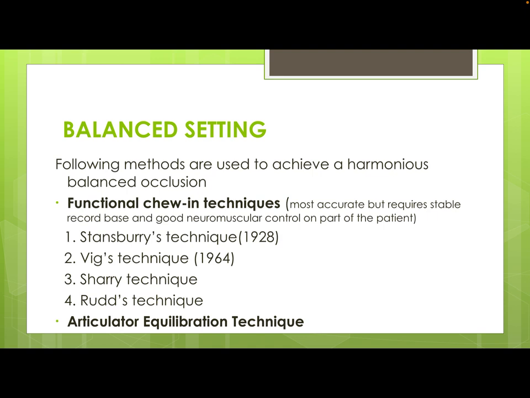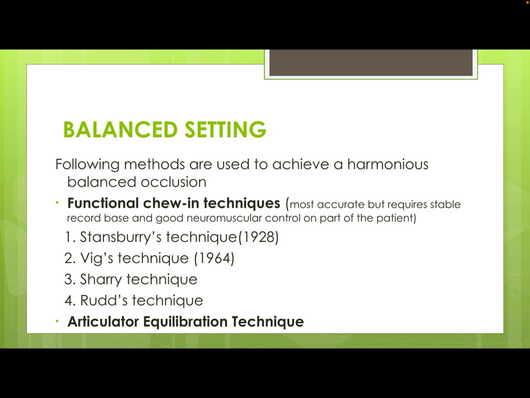In this technique, they mount the maxillary and the mandibular cast on an articulator in a centric relation to an acceptable vertical dimension. Then they adapt a new base plate and fabricate the occlusal rim made of the impression compound on the edentulous cast.